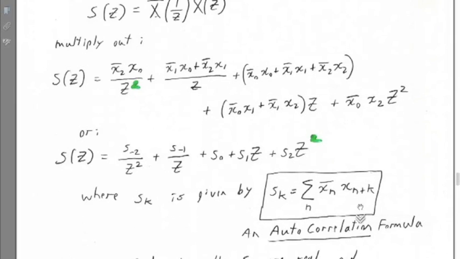Okay, so let's do that. So we got x2 conjugate x0 over z squared. Again, I left out a square. Thanks to my previous classes for pointing this out. x1 conjugate x0 plus x2 conjugate x1 over z, plus x0 conjugate x0 plus x1 conjugate x1 plus x2 conjugate x2 times z to the 0th power, just a 1 there. And then x0 conjugate x1 plus x1 conjugate x2 all times z, plus x0 conjugate x2 times z squared. And so this is the spectrum of x in z as a z polynomial.